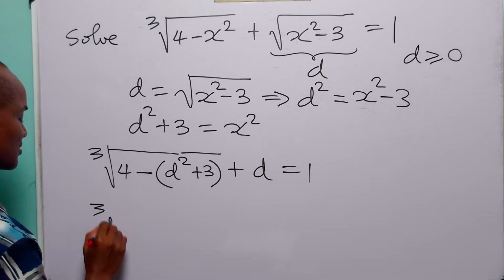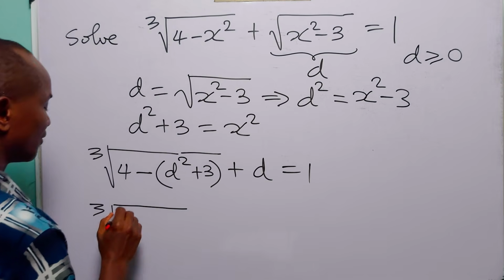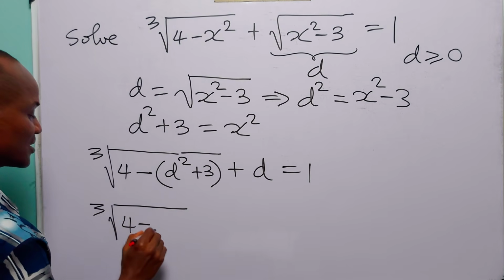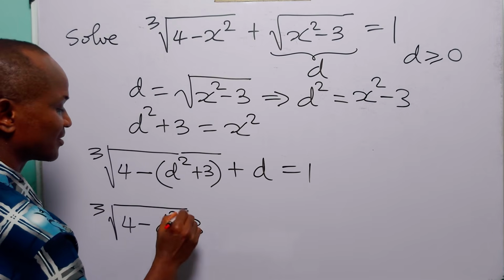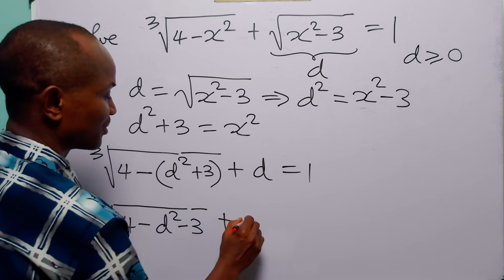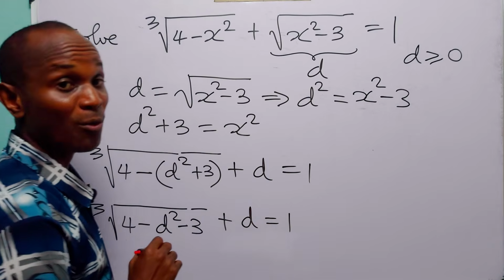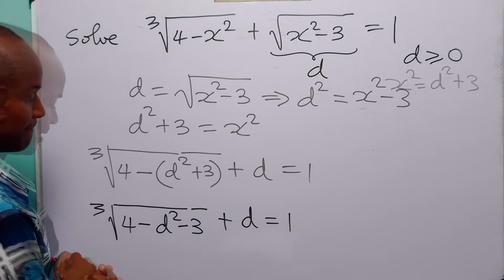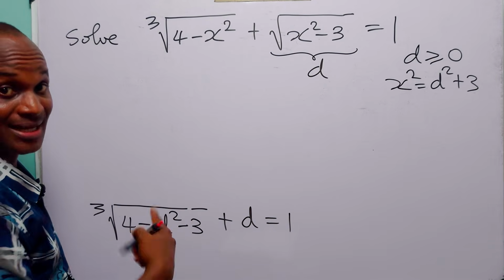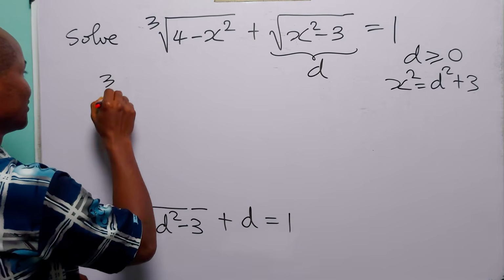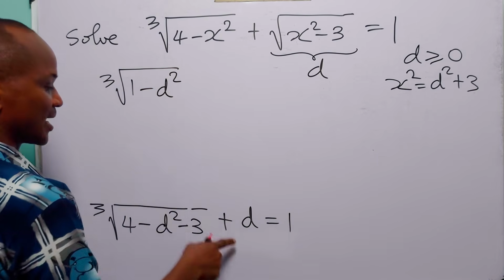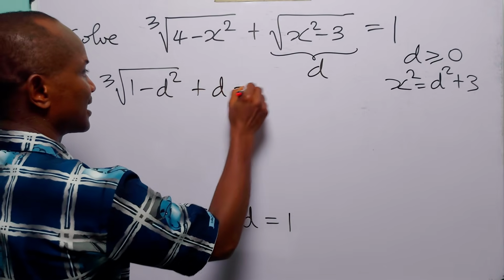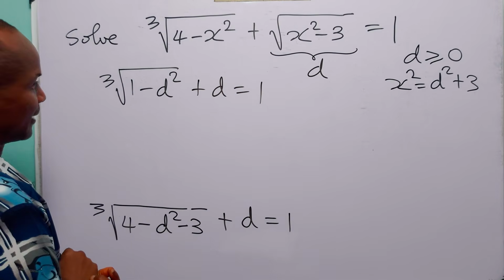Now let us simplify this. We have the cube root of 4 minus d squared minus 3, then plus d, and this is equal to 1. Now 4 minus 3 is 1. So this is the cube root of 1 minus d squared plus d, and this is equal to 1.